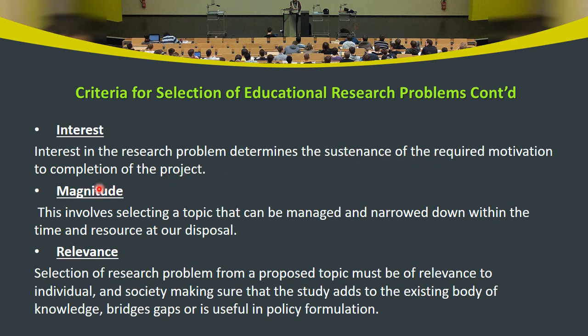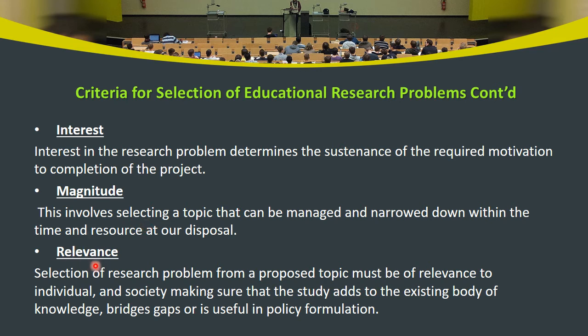The next is the magnitude. Now this involves selecting a topic or a problem that can be managed or narrowed down within the specific time and the resources at our disposal. So in terms of magnitude, we look at the time factor and the resources at our disposal. This is another criteria for selecting research problem.